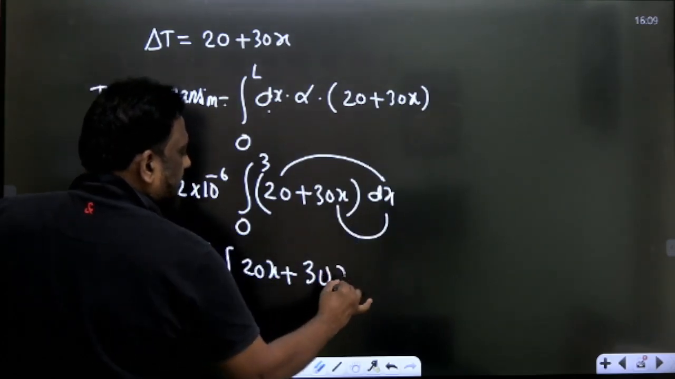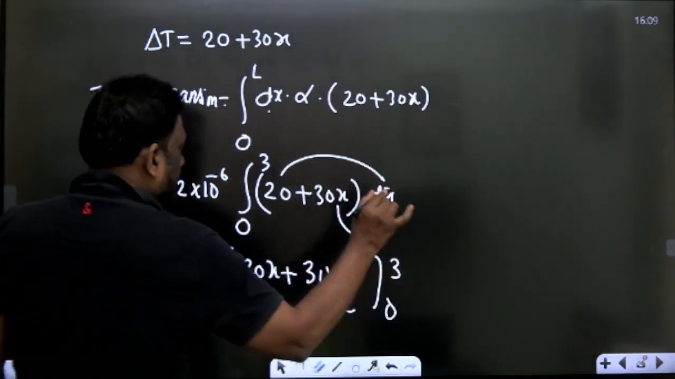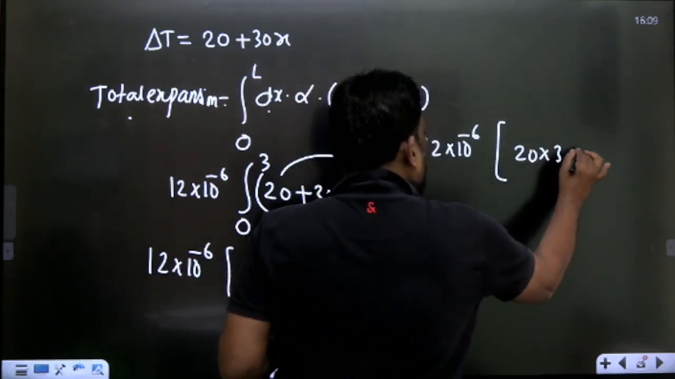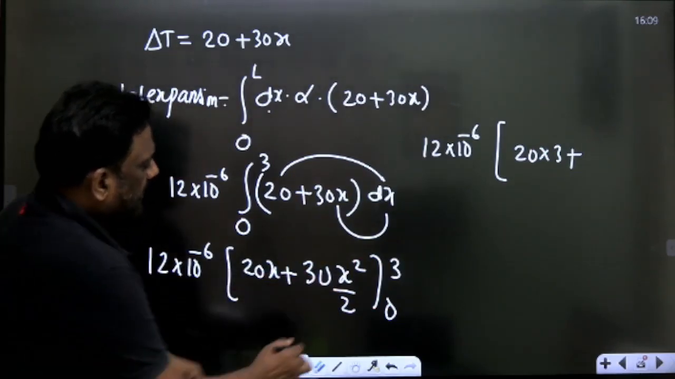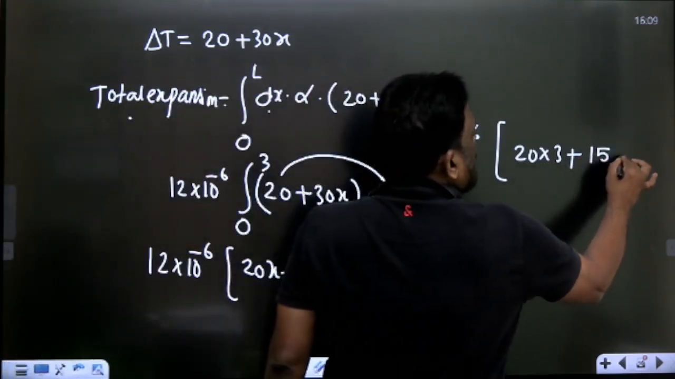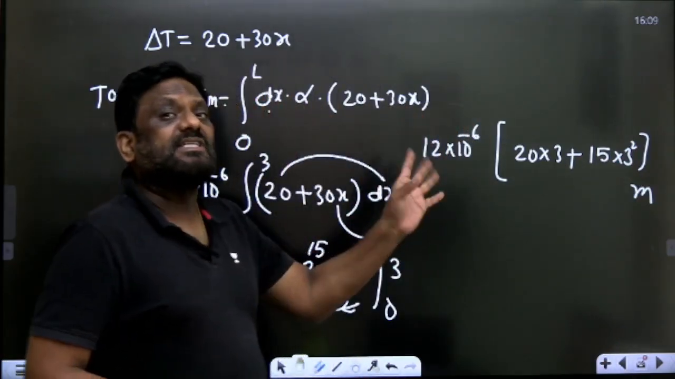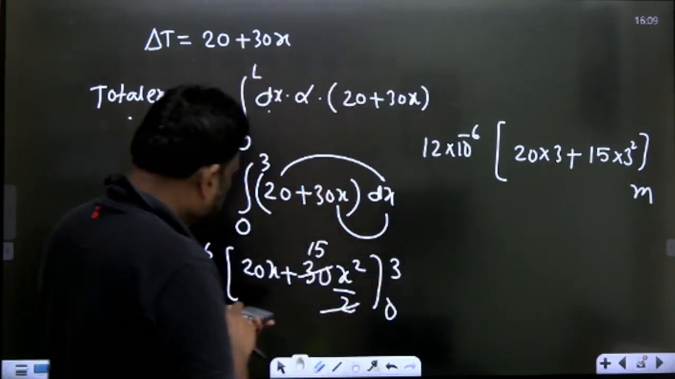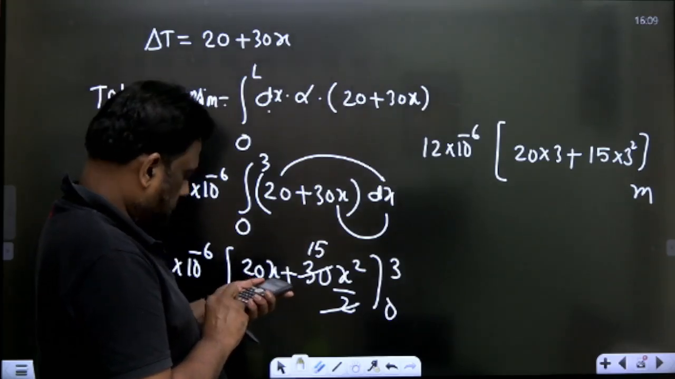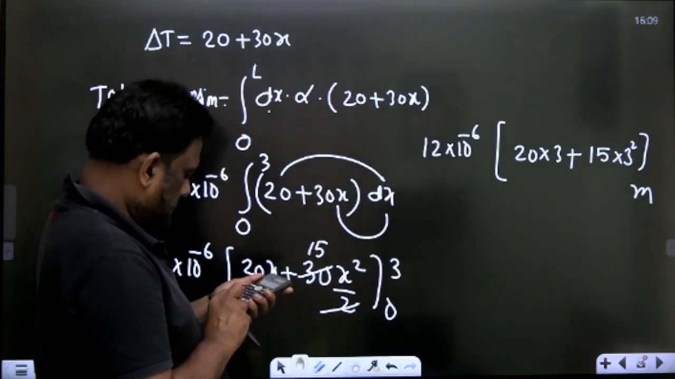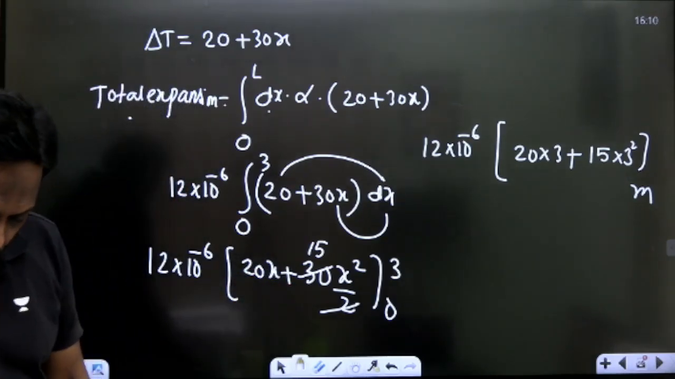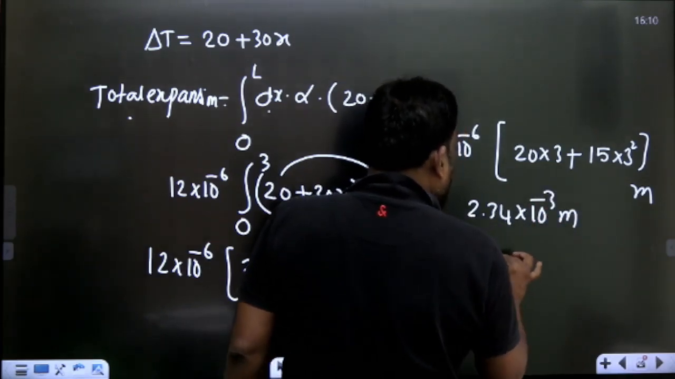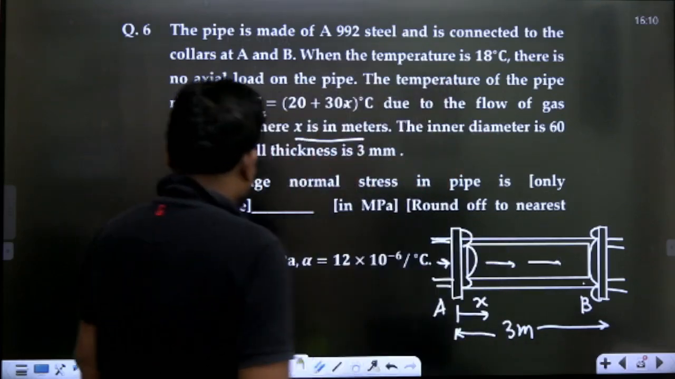So the total expansion is given by 12 into 10 power minus 6 into 20 into 3. The upper limit matters; the lower limit is 0, so it has no significance. 20 into 3, plus 15 into 3 square. This will be in meters. If I multiply it by 1000, it will come in mm. Let me check. Is this correct? It comes to 2.34 into 10 power minus 3 meter, that is 2.34 mm.